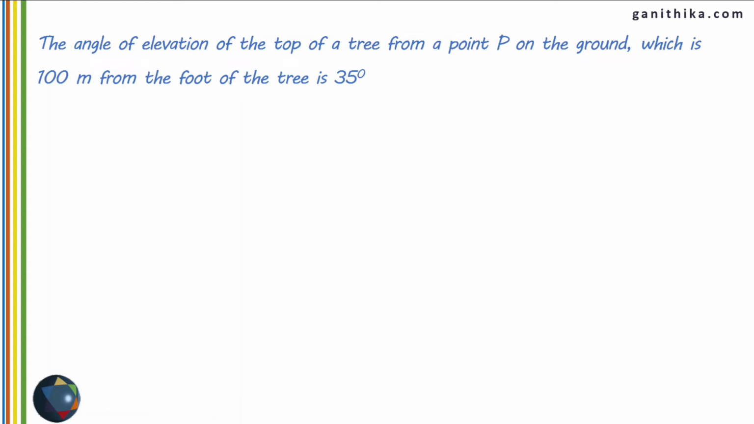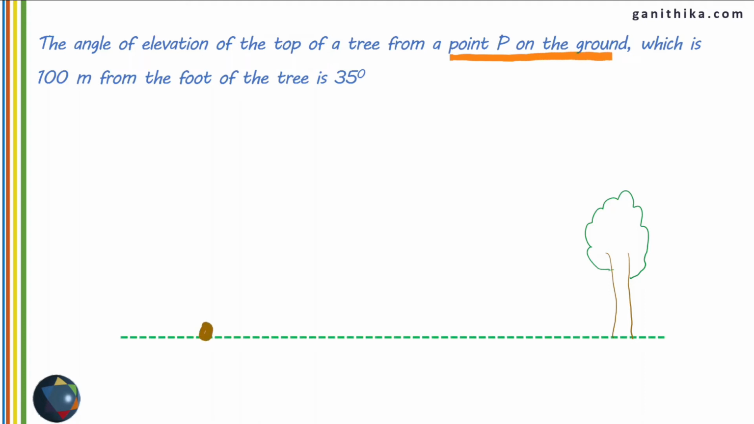So let's consider one more example and see how to draw the diagram for this scenario. The angle of elevation of the top of a tree from a point P on the ground, which is 100 meters from the foot of the tree, is 35 degrees. This is the information given and I want to make the diagram for this information. So the angle of elevation of the top of a tree. We need a vertical tree first, and this tree is placed on the ground and there is a point on the ground.